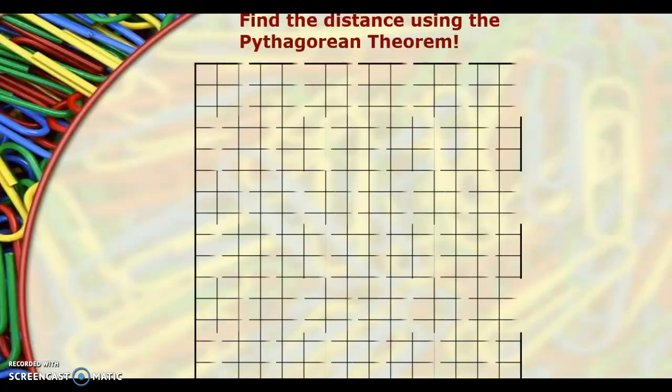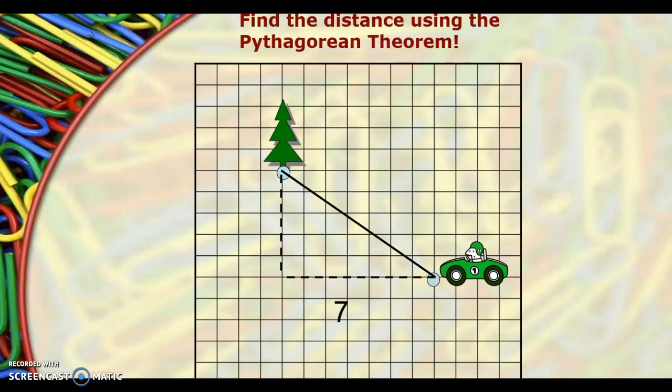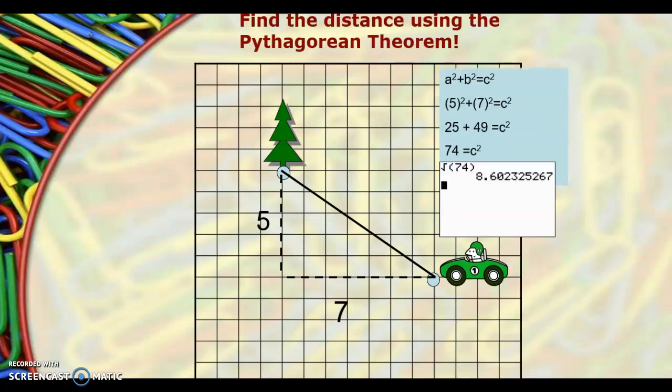Okay, so find the distance using the Pythagorean theorem. Let's move this to the coordinate plane. I have a tree here, and the car is here. What is the distance between these 2 points? It's a diagonal, and on the coordinate plane, any diagonal can be used to create a right triangle. I can count the units for my base and my altitude, plug them into the Pythagorean theorem, and then I would say that it's exactly root 74 units, or approximately 8.6 units.